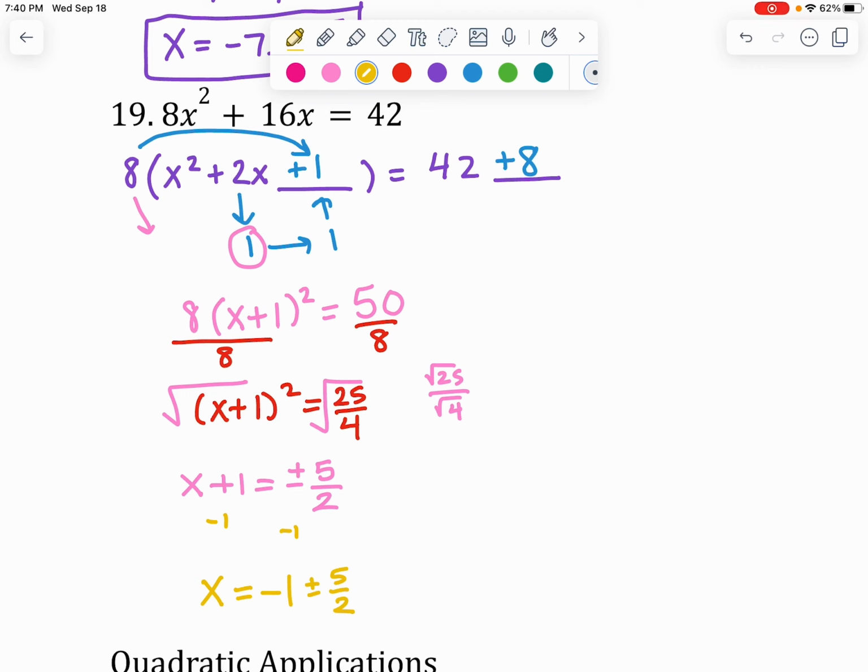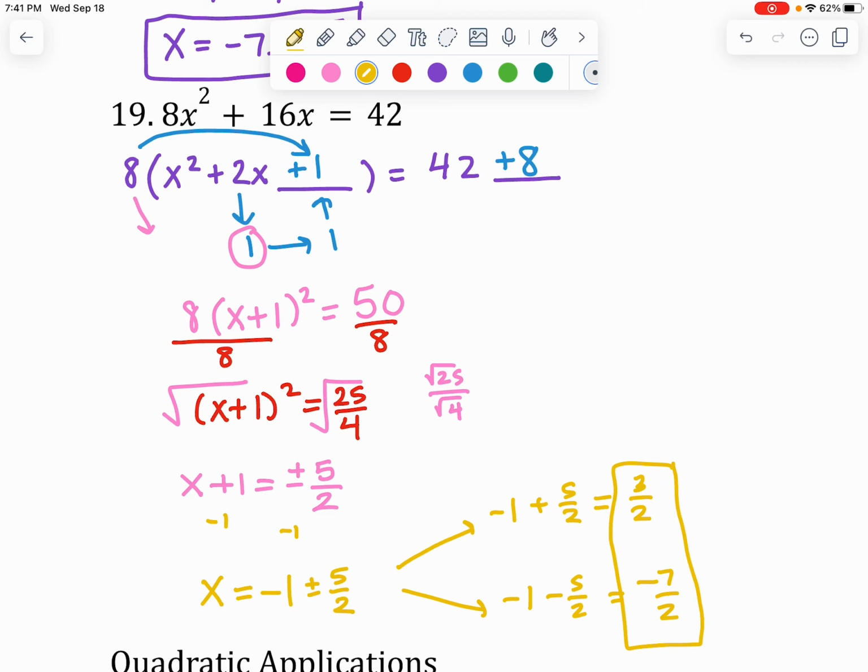For this problem, this is a good answer because we have the number and the fraction. You still have the option, you could actually combine these. You could do negative 1 plus 5 halves, and you would get 3 halves. And you can do negative 1 minus 5 halves, and you would get negative 7 halves. This is another way that you might see the answers presented, though either way should be fine.